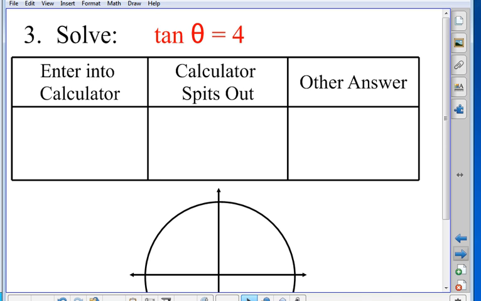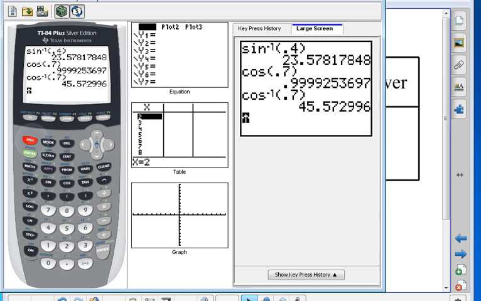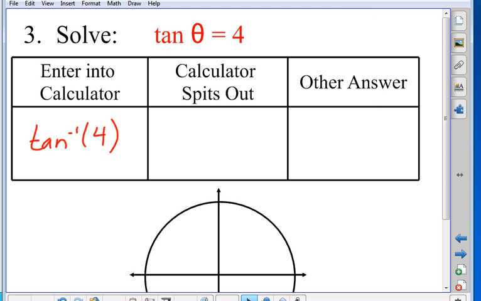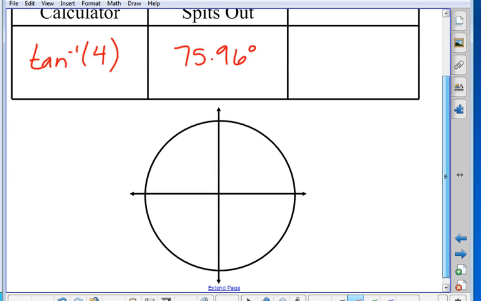Again, you will put into your calculator tangent -1 of 4. So I'll go to my calculator. Inverse tangent, or second tangent, of 4. And my calculator gives me 75.96 degrees. So that's my first answer, 75.96. And if I draw that on my unit circle, 75.96 is right about here.